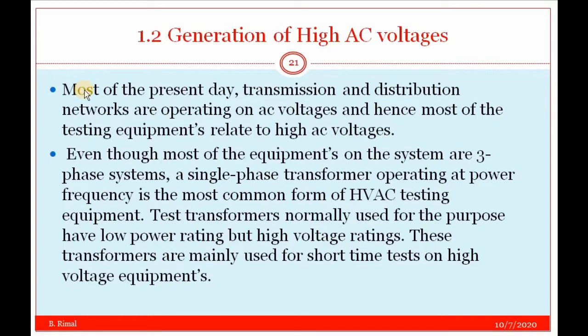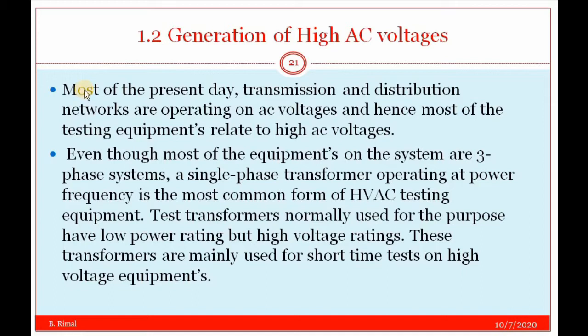We all know our transmission and distribution networks operate on AC. Hence, to test the equipment used in power system transmission and distribution, we must generate high voltage AC. Although most of the equipment on the transmission and distribution system is three-phase, we can generate a single phase AC through a single phase transformer operating at power frequency, and this is the most common method of high voltage AC testing at power frequency. We generally test insulators and transformers at power frequency.